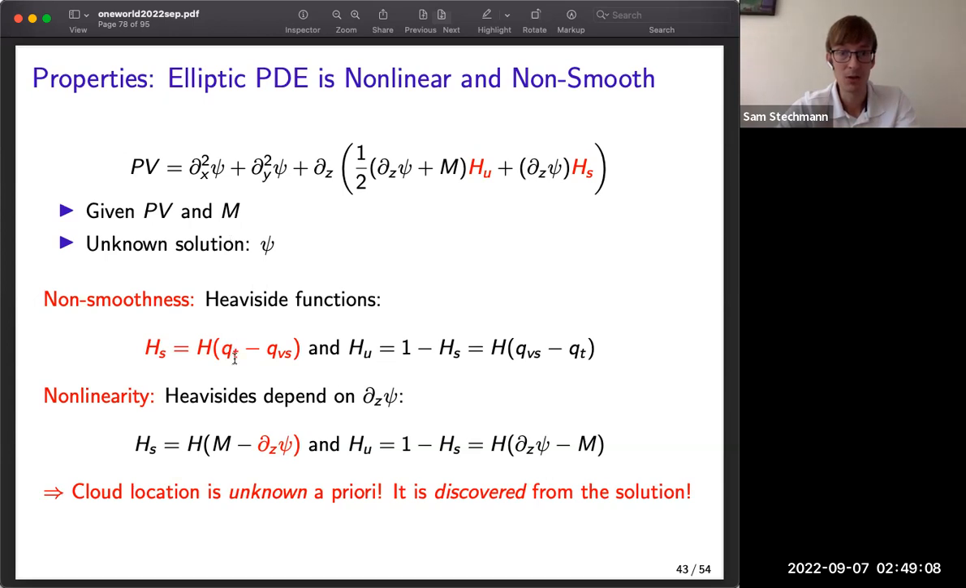And so you can now write the water in terms of this M variable and the stream function. Really, I'm always hiding it up here in these Heavisides. These Heavisides actually depend on the stream function itself. And so this is a nonlinear elliptic PDE. You don't even know the cloud boundary when you start to solve it. You discover where the cloud edge is after you find the solution psi. So it's a really cool new PDE.